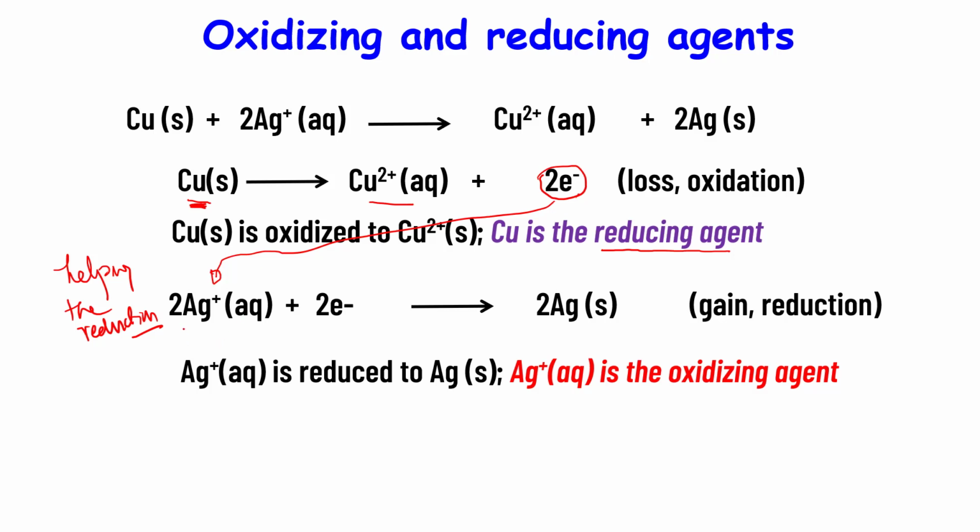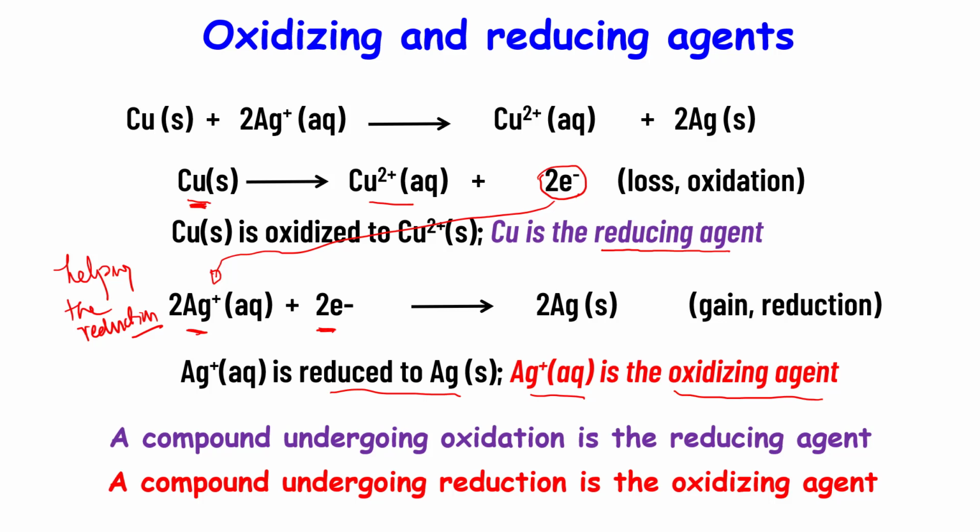And then the same thing can be said of the silver ion. The silver ion, which is accepting the 2 electrons, is also making the copper keep giving electrons. So the silver ion, which is getting reduced to silver solid, is going to be considered the oxidizing agent. Just to summarize, a compound undergoing oxidation is the reducing agent. A compound undergoing reduction is the oxidizing agent. Once we figure out which compound is undergoing oxidation, that compound serves as the reducing agent. Once we figure out which compound is getting reduced, that same compound serves as the oxidizing agent. Okay, so these are some definitions that you're going to come across.